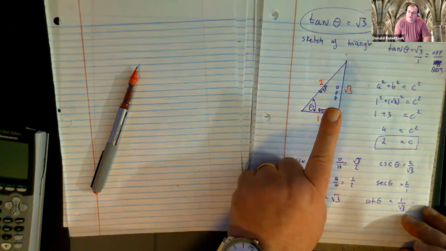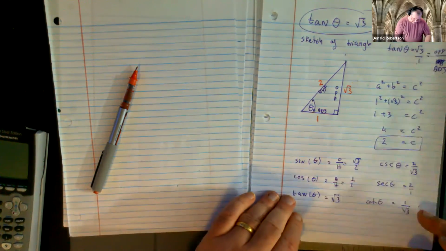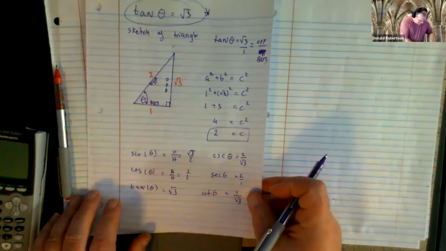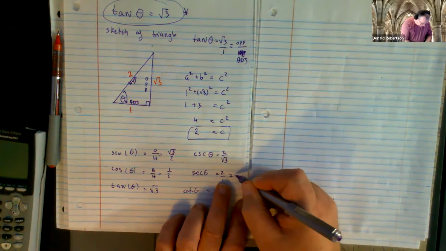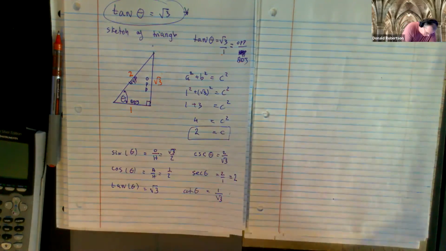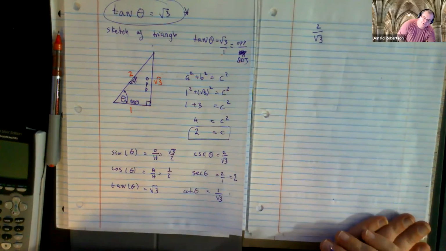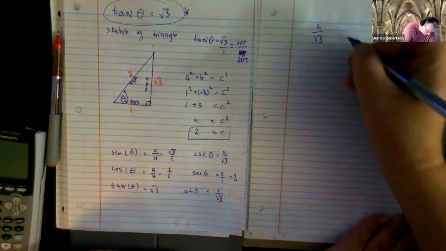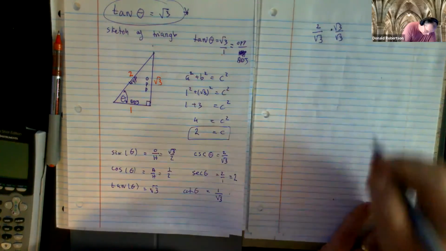But first, you need to get that triangle before you can do the rest. And then, style points. You don't call things 2 over 1. You really should call them 2. You shouldn't leave things with square roots in the bottom. They don't look pretty. So you want to fix it by multiplying it by a special version of 1.